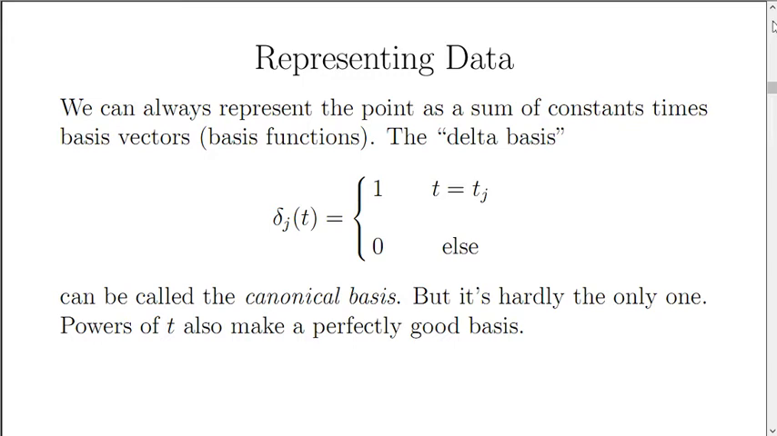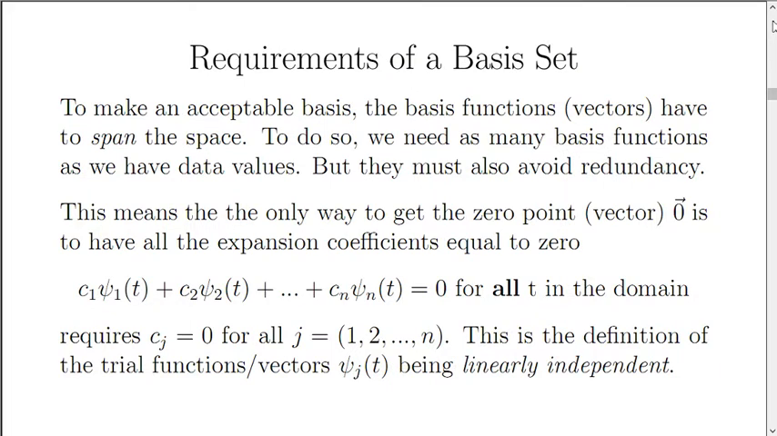The delta basis can be called the canonical basis because in a way it's kind of the most natural, and the coefficients that we need turn out to be the data values themselves. But it's hardly the only one. Powers of time also make a perfectly good basis, in which case our function turns out to be a polynomial in time. What makes a basis set a good one, an acceptable one?